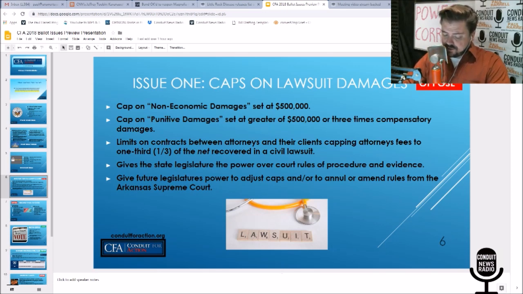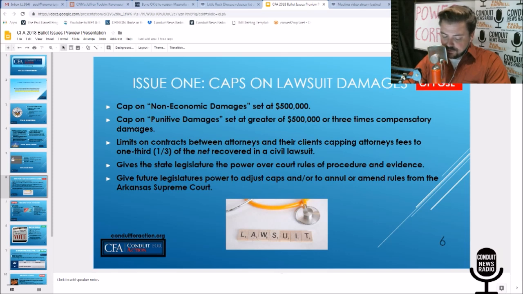Issue 1 puts a cap on non-economic damages at $500,000. Non-economic damages, $500,000. So, I mean, if something happens to you and it's literally just your worst case scenario, $500,000 is all you're going to get for the rest of your life. It puts a cap on punitive damages set at the greater of $500,000 or 3 times compensatory damages.